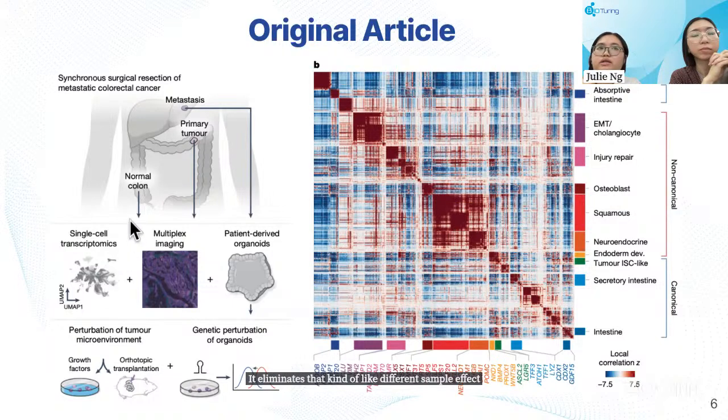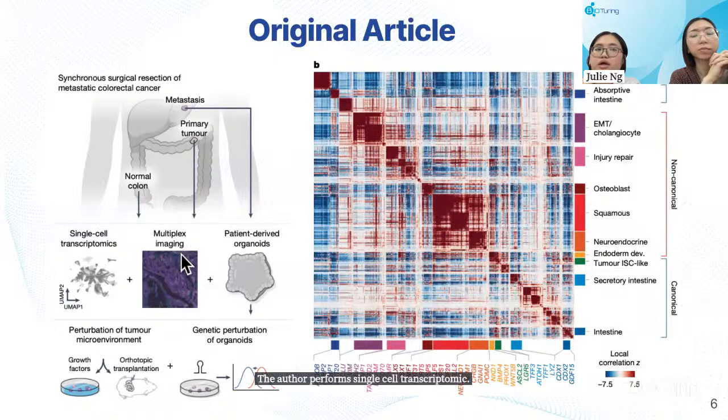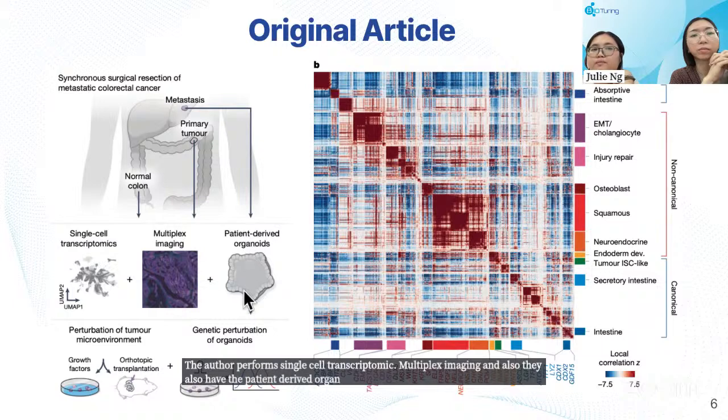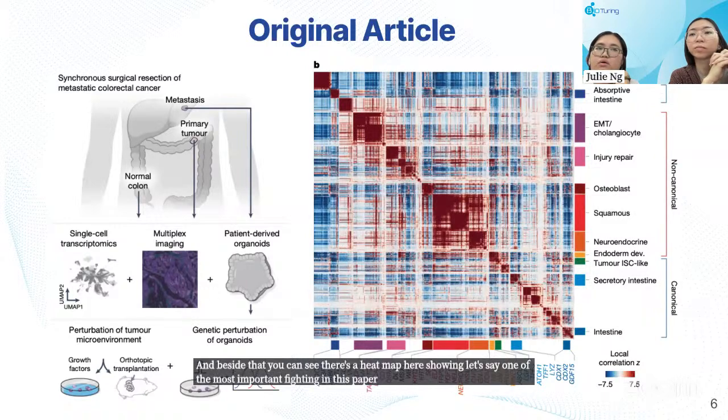After collecting the samples, the authors performed single-cell transcriptomics, multiplex imaging, and they also have patient-derived organoids to investigate the fate of metastasis cells in colorectal cancer. Besides that, you can see there's a heat map here showing one of the most important findings in this paper: the metastatic cells underwent a process called non-canonical differentiation, and then turned into some abnormal cell type.